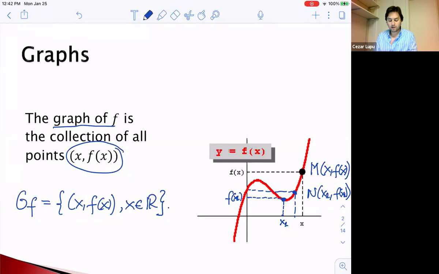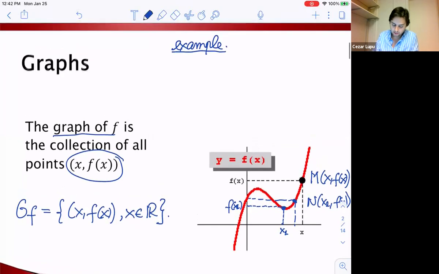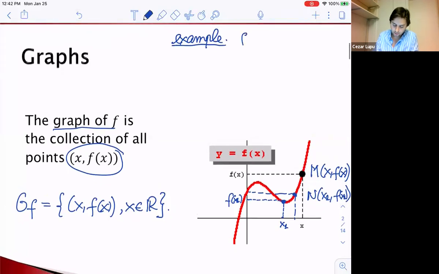So this is the graph of f. And now I can show you an example. I'll write an example here before we go with other stuff. For example, if you have this function f of x to be, let's say, 2x plus 3, f defined on R, well, you know how to draw the graph of this. The graph of f will be a line. But also, the graph of f will be, just like we said, the collection of points of coordinates x, f of x.